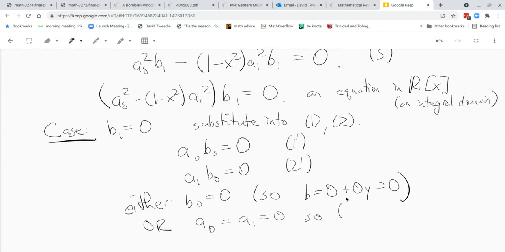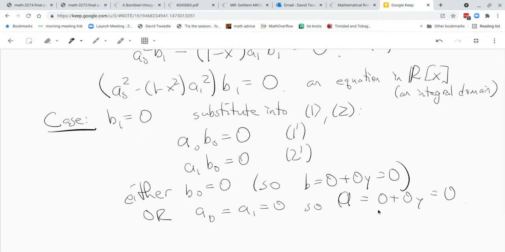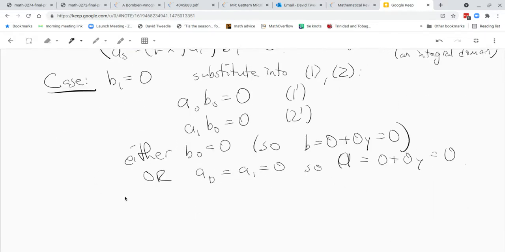So a is 0 plus 0y, which is 0. Okay, and so in this case we're done. This was a quick case, right? The other case, so in this case, completely done. Well, what about the other case?